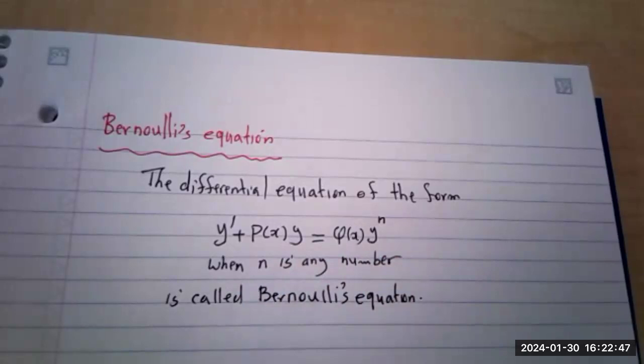And n can also be negative? Yes, it can be negative. You can have something like q(x) divided by y squared. Okay, so it would be again the same thing. So that's the case.